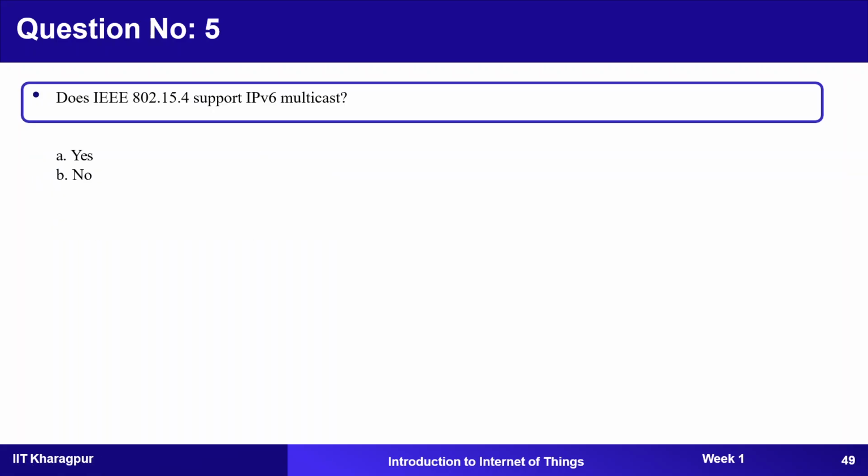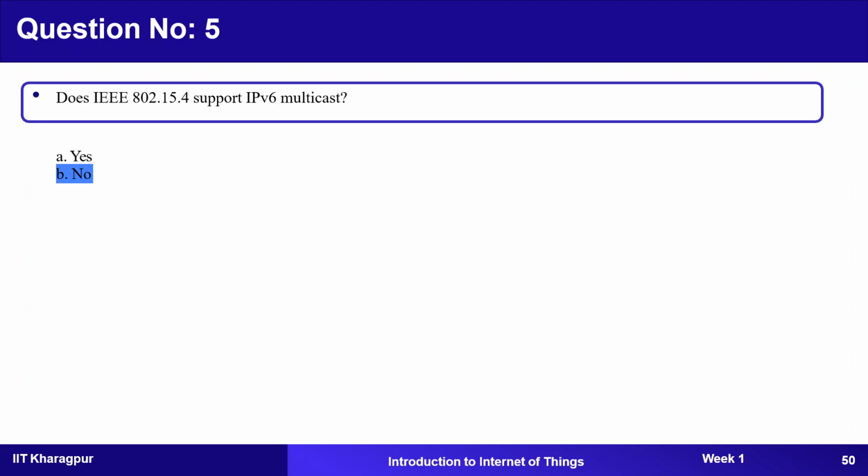Now question number 5 is, does IEEE 802.15.4 support IPv6 multicasting? Yes or no? Anyone? Yes, ma'am. No. Your IEEE 802.15.4 does not support IPv6 multicasting.